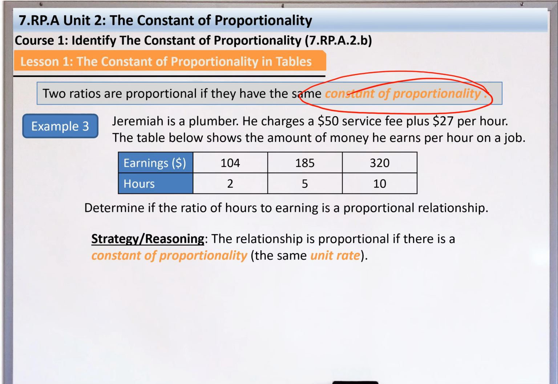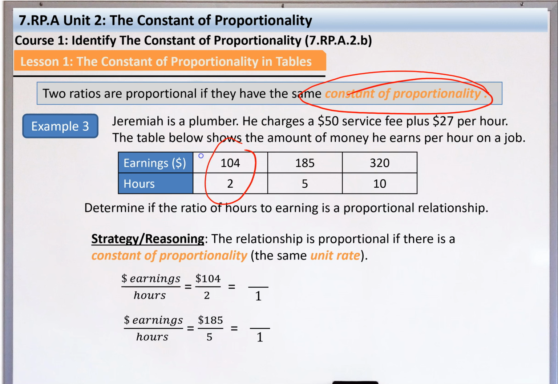Okay, so we're going to check the first two, the quantities earnings to hours, 104 to 2, 185 to 5. We simplify, we get $52 per hour for the first ratio as my unit rate, and the second one is 37. These two are not proportional. They don't have the same unit rate.